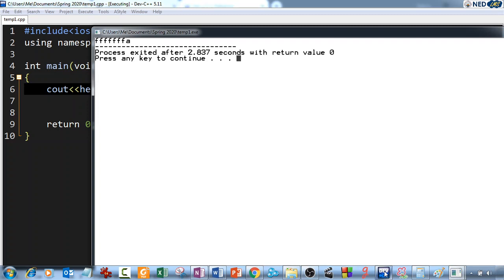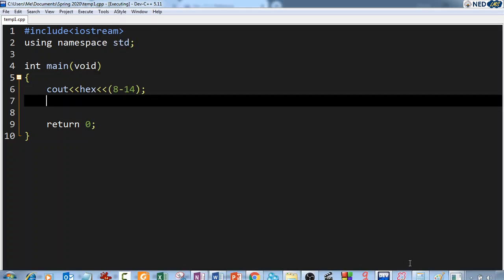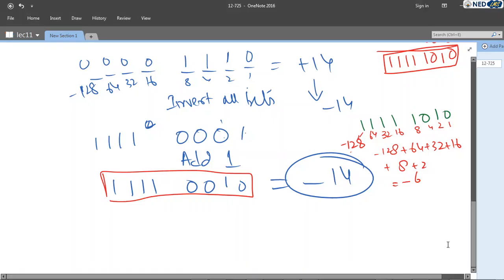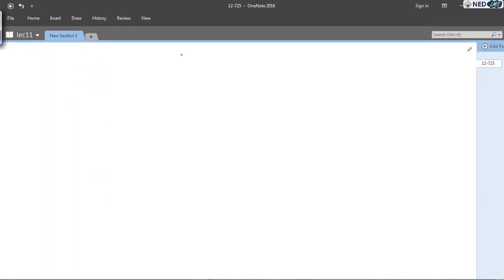So let's see how it works. Behind the scenes, this thing is actually represented by 2's complement. Coming back to this thing, this is a large example, so coming back to some space, let's write that thing again here.